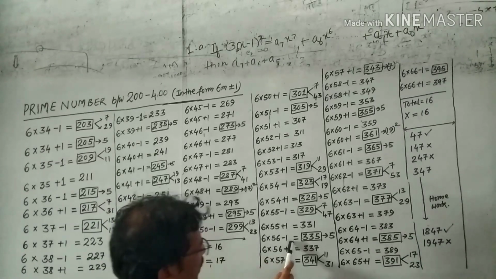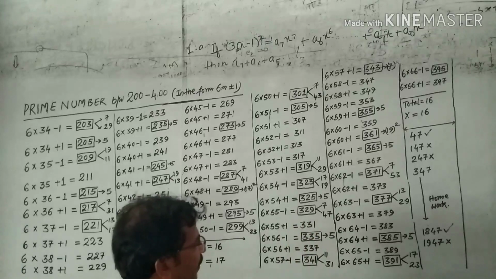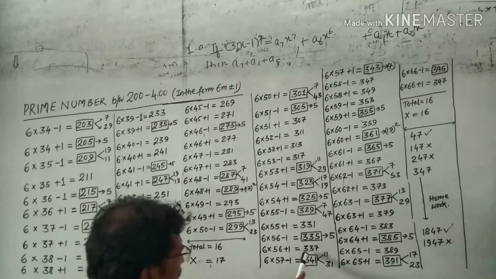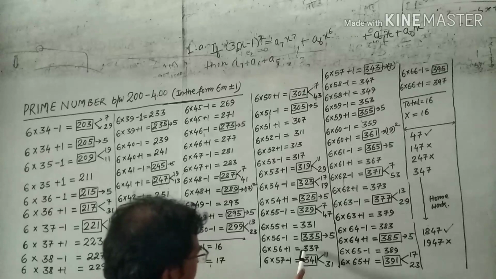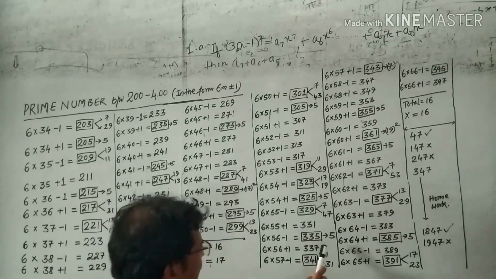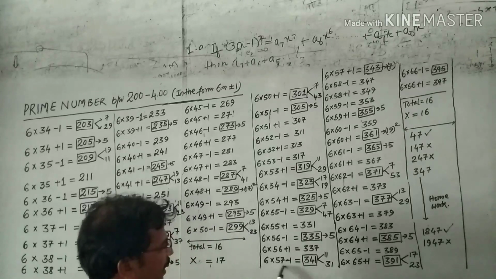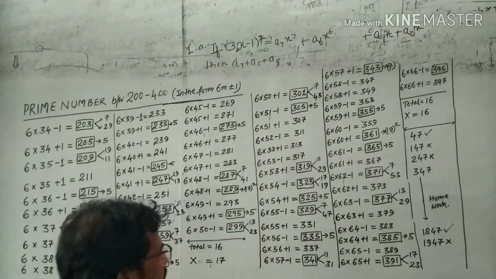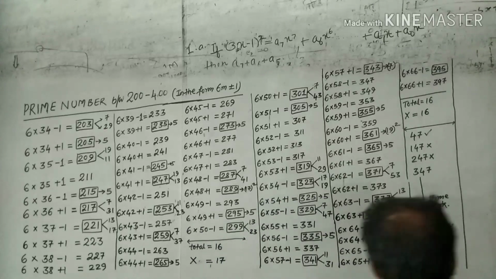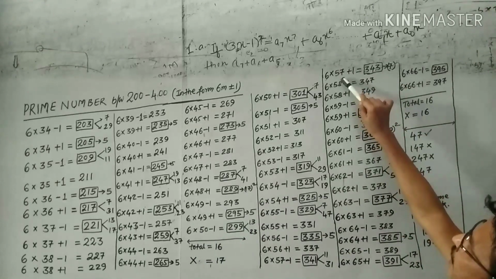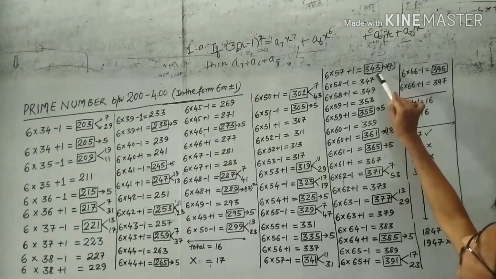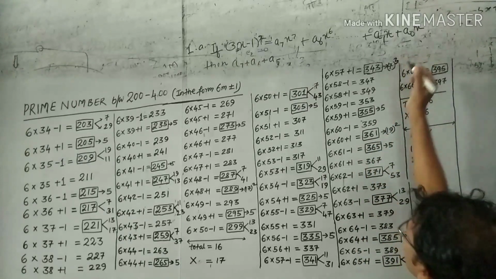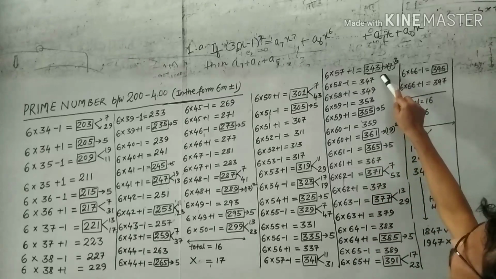6 into 56 minus 1, 335. Again it is having factor 5, so it is not a prime number. 6 into 56 plus 1, 337. 337, it is a prime number. 6 into 57 minus 1, 341, having factors 11 and 31, so it is not a prime number. 6 into 57 plus 1, 343. 343, it is having factor 7, it is a cube of 7. So it is not a prime number.